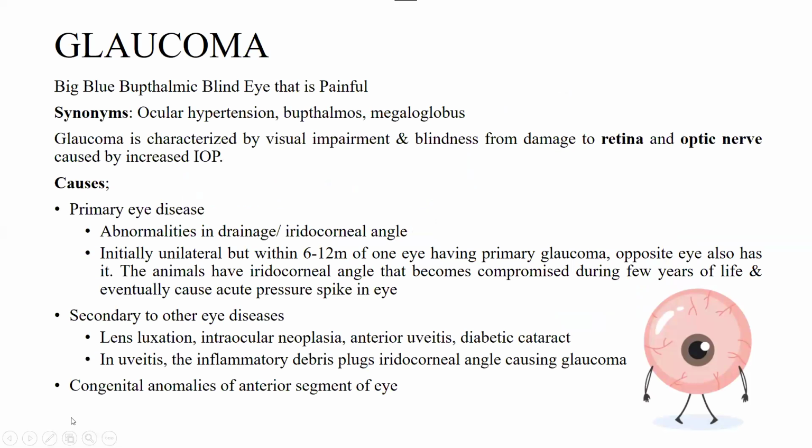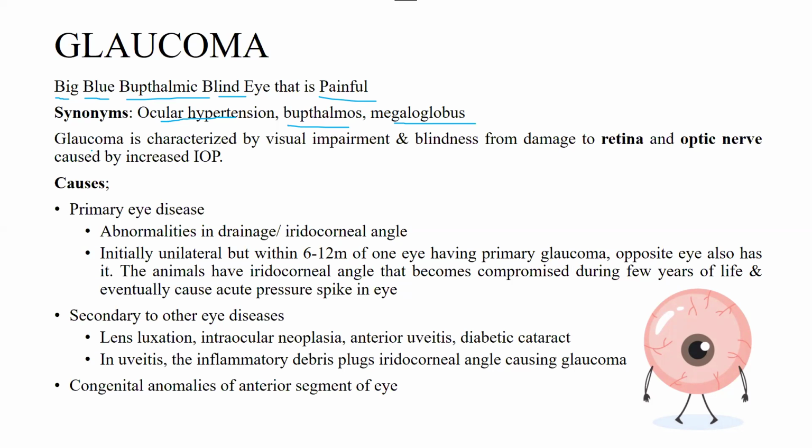So let's begin. Initially, if you want to know what glaucoma is, you should remember this first line. That is: big, blue, ophthalmic, blind eye that is painful. Basically, it sums up all of the features of glaucoma. So glaucoma is going to be big, blue, ophthalmic, blindness is going to be there, and it is going to be painful. The synonyms are ocular hypertension, ophthalmos, globus. As the name indicates, it refers to an increase in the size of the eye.